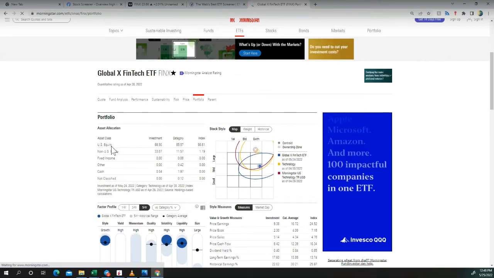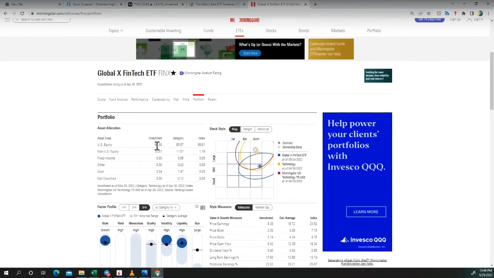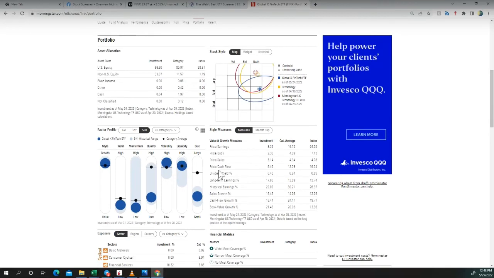U.S. equities constitute 66%. Non-U.S. equities constitute 33%, so making that close to 100%. They don't have anything fixed income. They don't have cash, which is 0.04. That's almost nothing. Then we come here, we see other metrics.